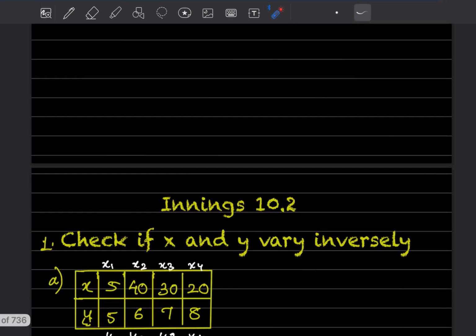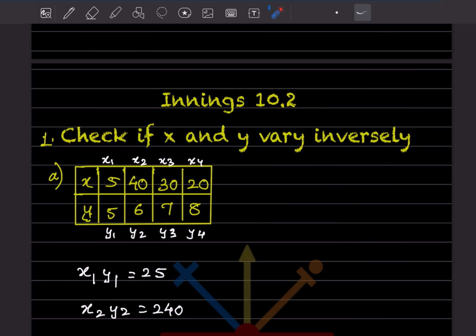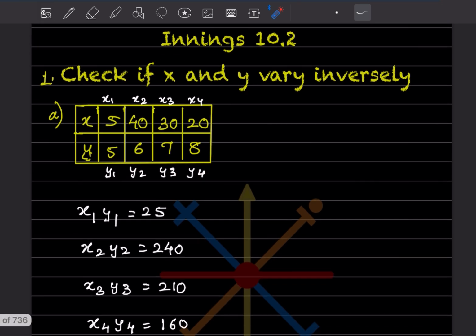Now we'll start with the exercise 10.2. So here it says to check if x and y vary inversely. A table has been given and we have to find whether x and y vary inversely. We can put x1, x2, x3 and x4 for all the values of x, and y1, y2, y3 and y4 for the values of y.